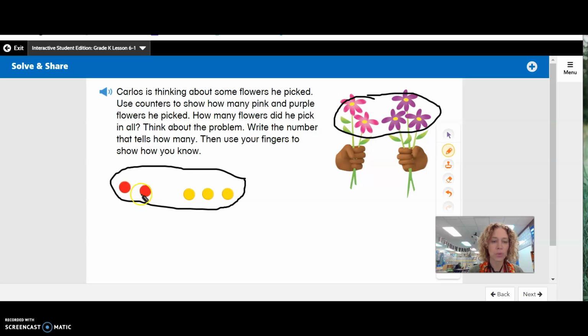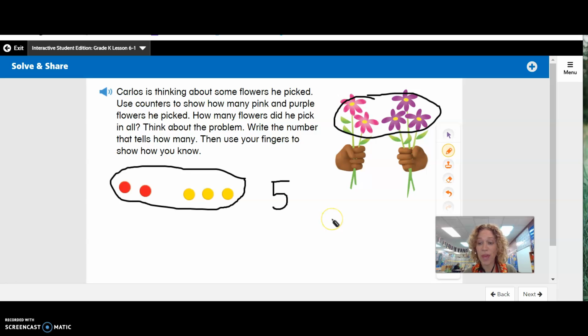All right, are you ready to count with me? 1, 2, 3, 4, 5. How many flowers did Carlos have all together? He had 5. So let's make a 5. Little line, little curve, little line across the top.